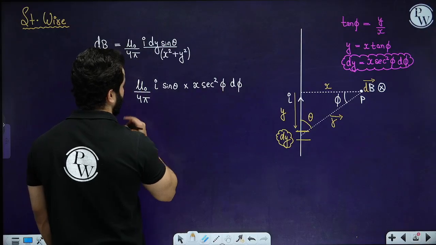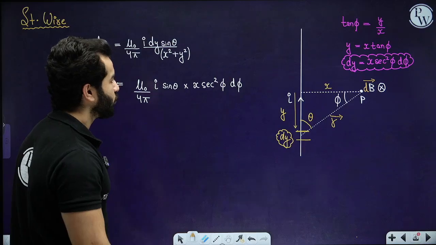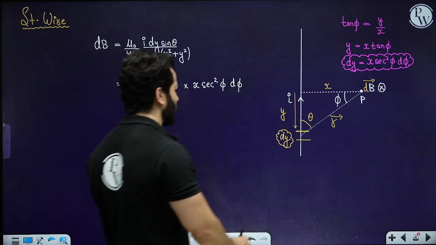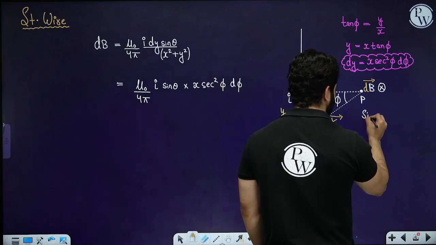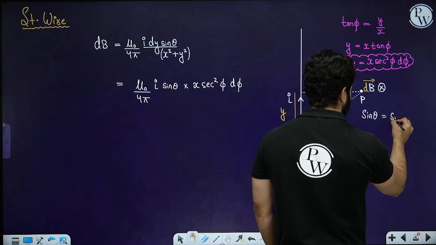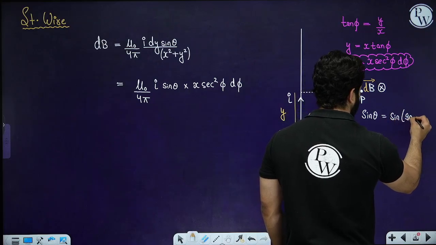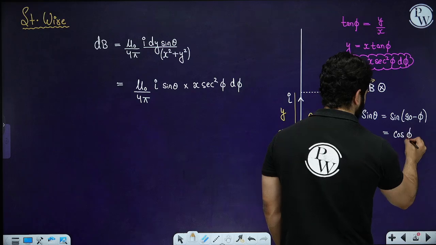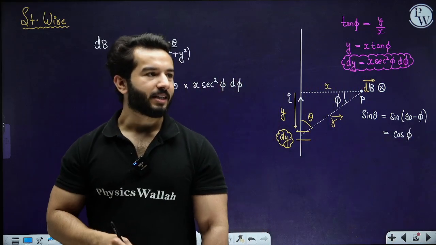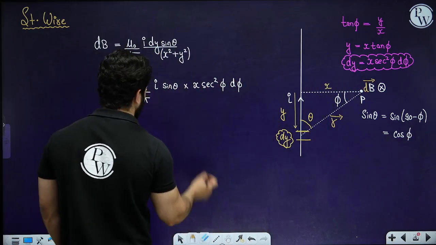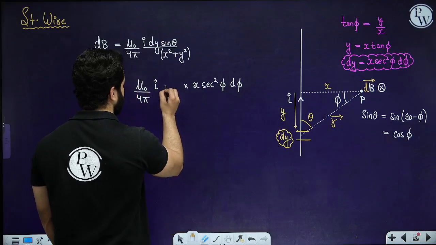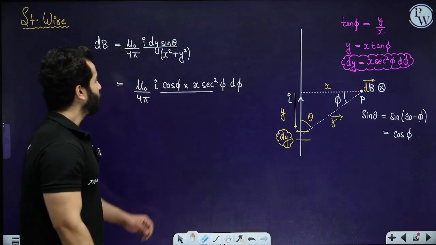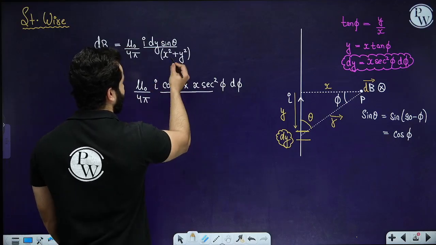By the way, if you closely observe one thing, I can also write sine theta as sine of 90 minus phi, which will be written as cos phi, isn't it? You tell me, isn't it? So can't I write sine theta as cos phi? Yes sir, of course you can write it down, divided by, if you again see over here, I'll take out x square common.